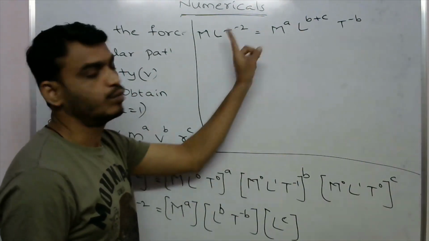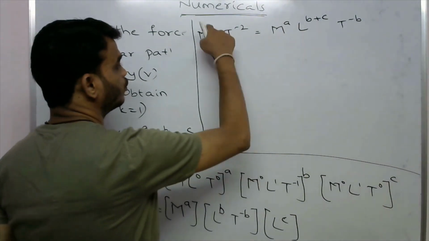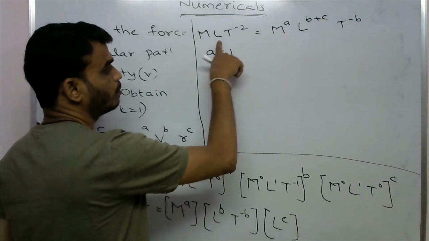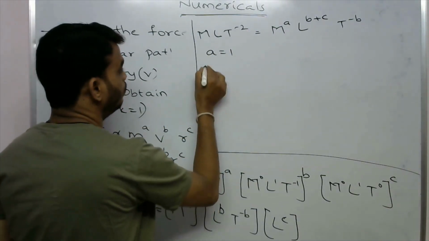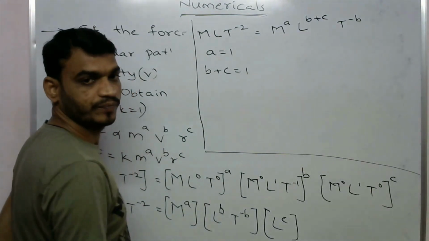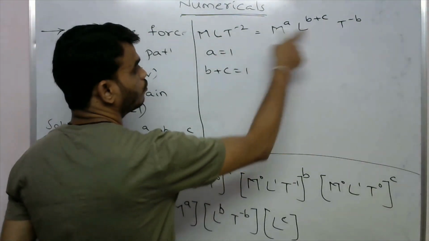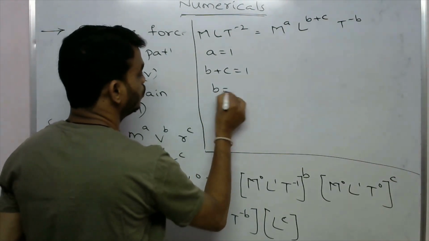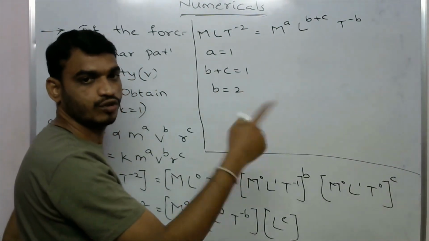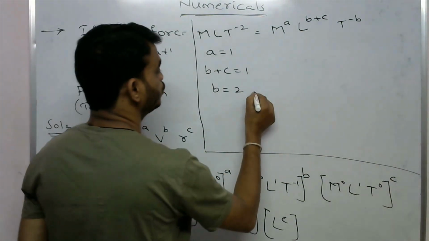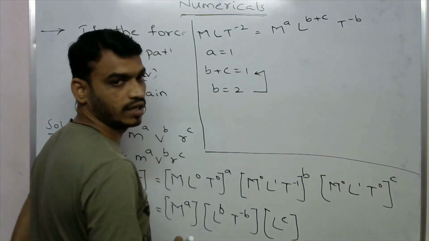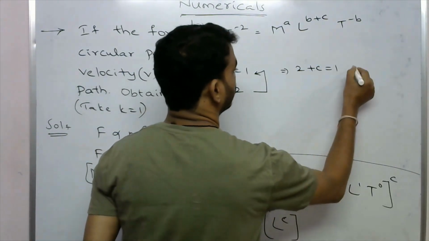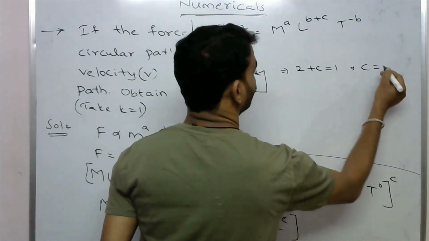Okay, now compare both sides. What will we get here? M to the power 1, M to the power a. So a equals 1. L to the power 1, L to the power b plus c, so b plus c is equal to 1. And T to the power of minus 2, T to the power of minus b, so minus b equals minus 2, so b equals 2. Now substitute b equals 2 in this equation, so we get 2 plus c is equal to 1, so c is equal to 1 minus 2, that is minus 1.